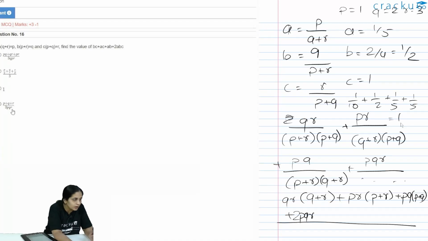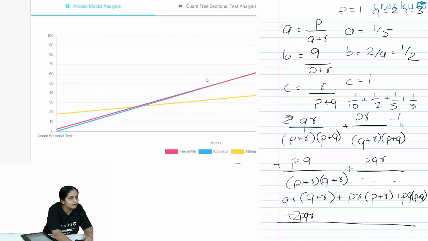6p plus q plus r divided by 3pqr. So this is 6 divided by, no, this is half plus pq plus qr plus pr divided by 3pqr, so that is 18. So 2 plus 6 plus 3, 2 plus 6 plus, did not have a good attempt.